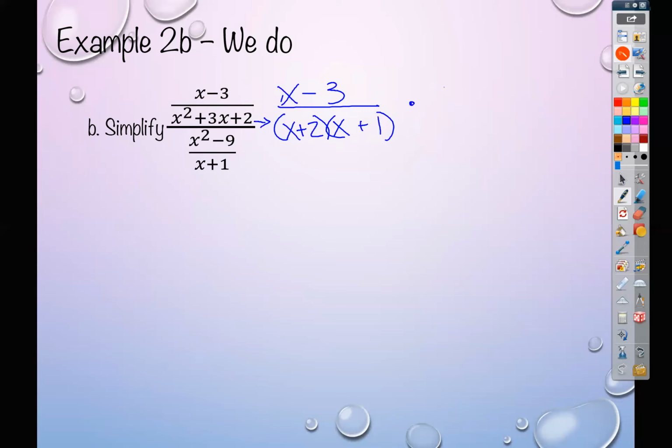Then I'm going to flip the bottom. So I've got x plus 1 on top. And then x squared minus 9. Difference of squares, x minus 3 and x plus 3. And then factor out where you can.